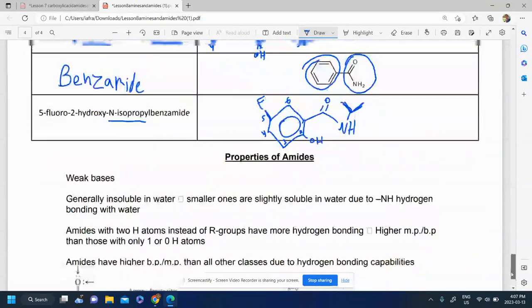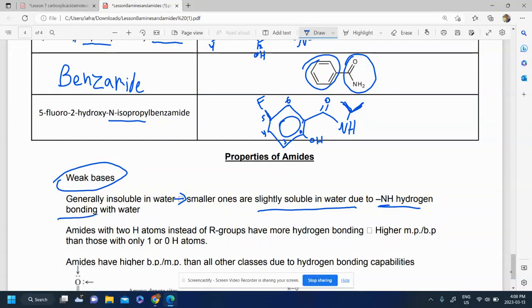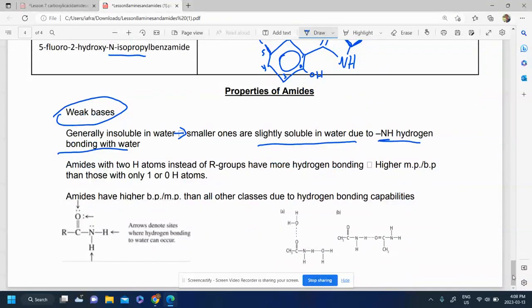So some properties of amides that you do need to know are that they're weak bases. So they're bases. We'll understand what weak means later on, but they are bases. So they'll react with acids. Generally, they're fairly insoluble in water because they're basically big carbon chains. Smaller ones are slightly soluble in water because the NH can hydrogen bond. Amides with 2 H atoms instead of R groups have more hydrogen bonding, similar to the case with the amines we saw earlier. And so they have higher melting points or boiling points than those with only one or no H's at all.